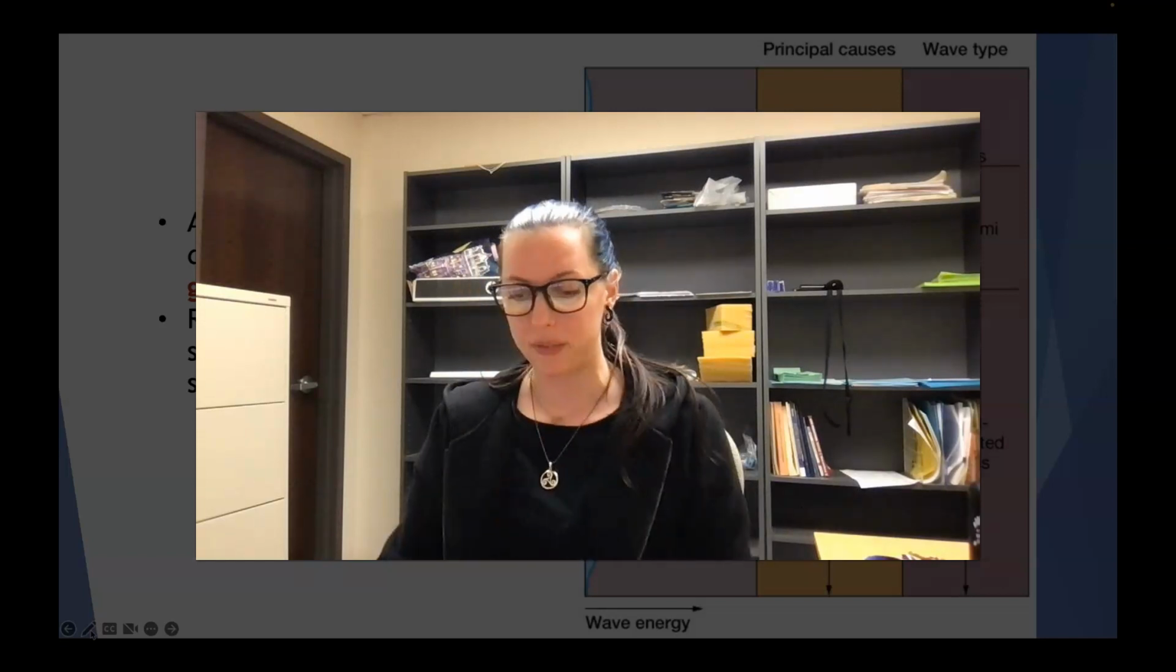So we're going to classify waves in a couple of different ways, in a sense where, how do we cause them? What are their types? Are they wind driven? Are they density driven? What size are they? Are they deep water waves? Are they shallow water waves?